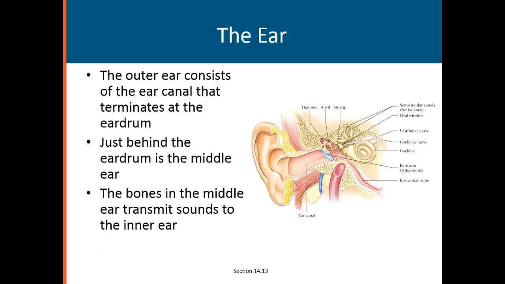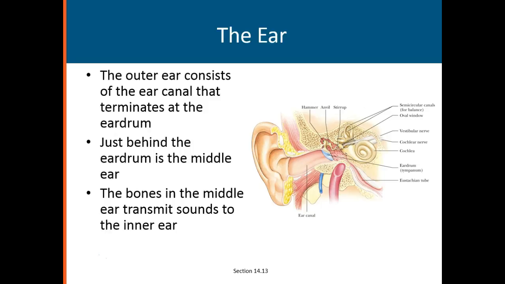But I think it is at least interesting. The ear consists of basically, I think they count it either 2 or 3 parts. I think it's 3. The outer ear consists of the ear canal, that's this part here, that terminates at the eardrum. There's the eardrum, which is a membrane, also called the tympanum.